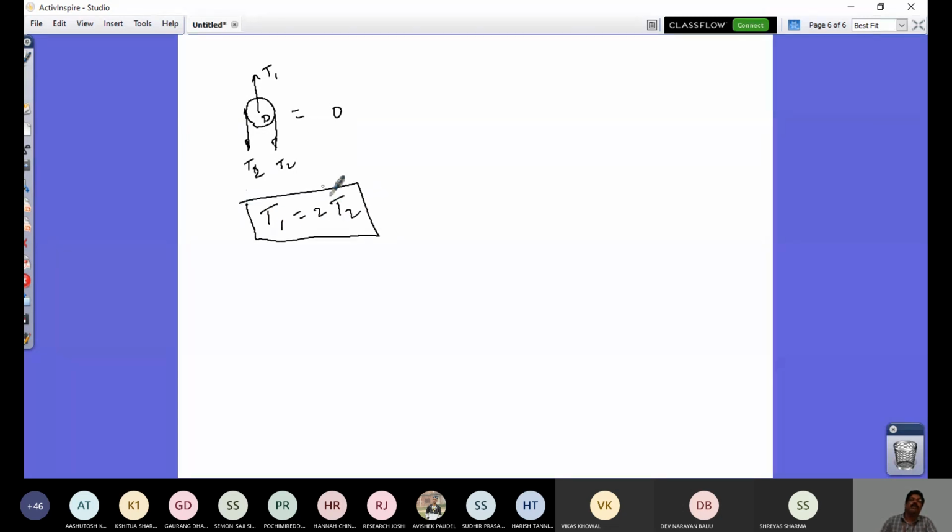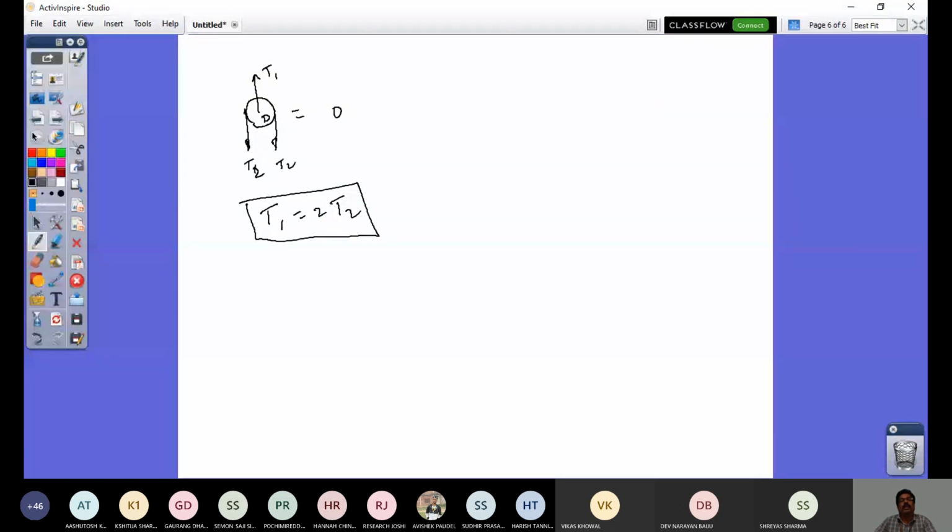Applying sigma Fi equal to 0. So this helps me to now relate and write an equation from the first 3 equations written. So what are the first 3 equations written? Let me rewrite that here again.